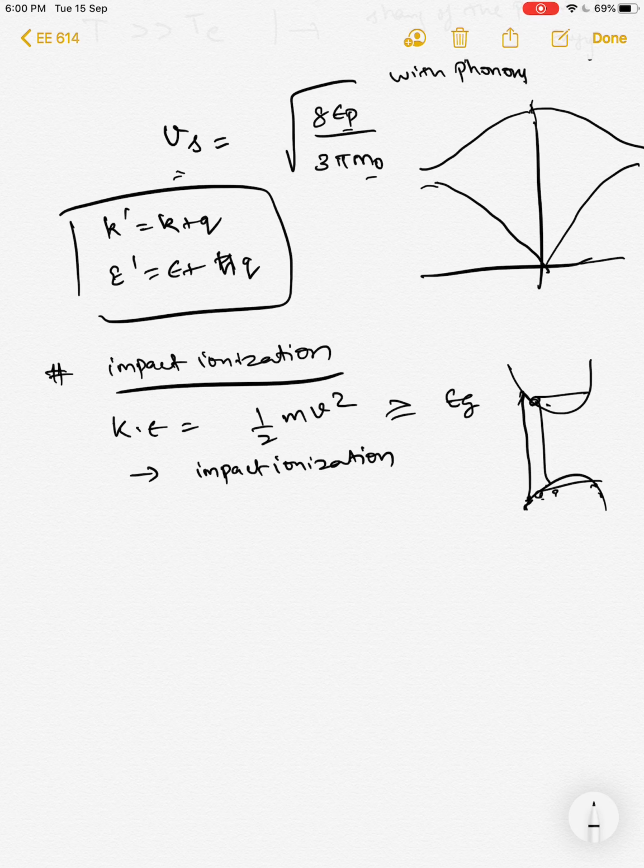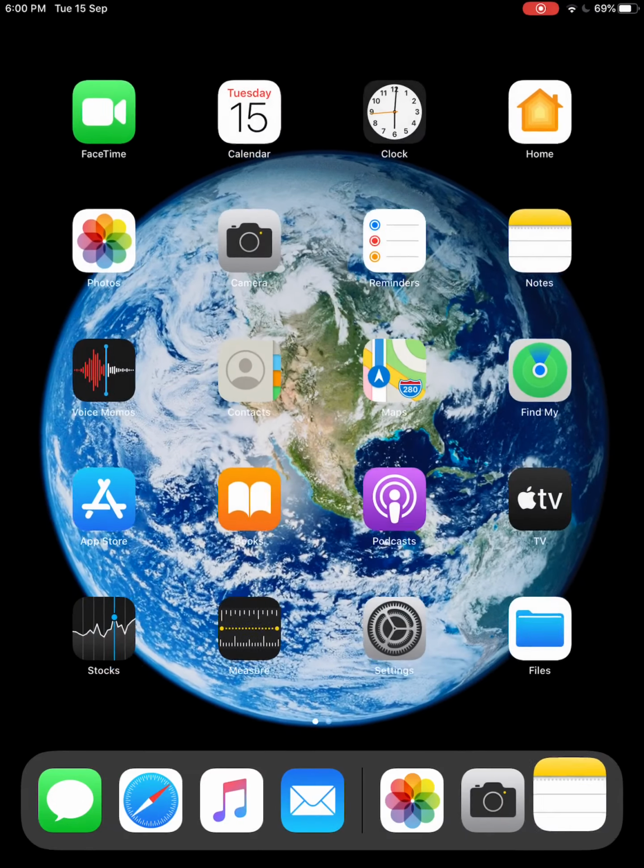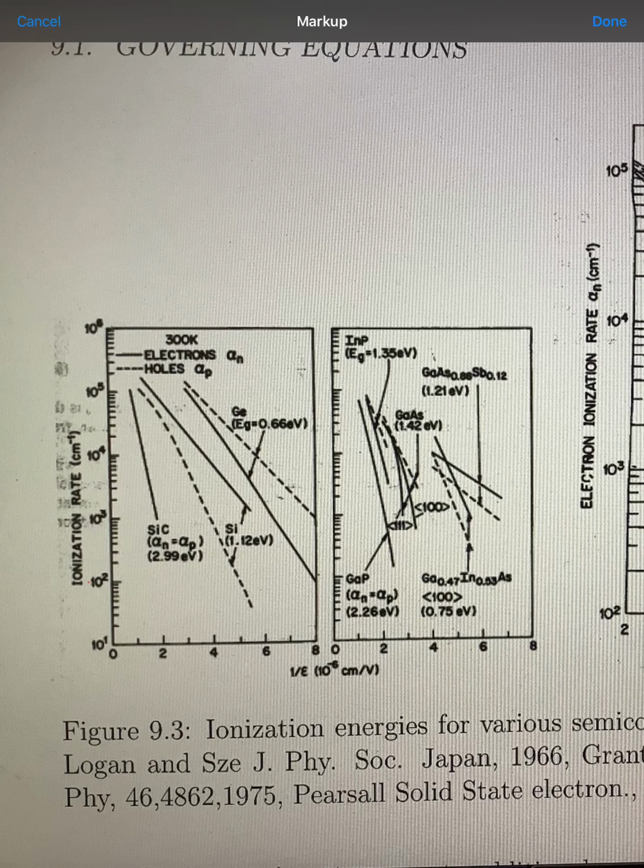This is the process of impact ionization, and you can see that the rate of additional carrier generation due to the electron velocity is written as n, the number of electrons being accelerated, with the particular velocity vn, into alpha n. Alpha n is called the ionization rate. And this is what is being typically measured in semiconductors. So we will see an experimentally measured ionization rate for different semiconductors like silicon, silicon carbide and germanium, right?